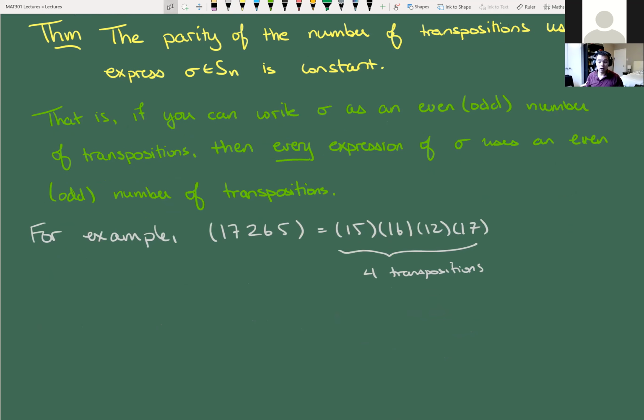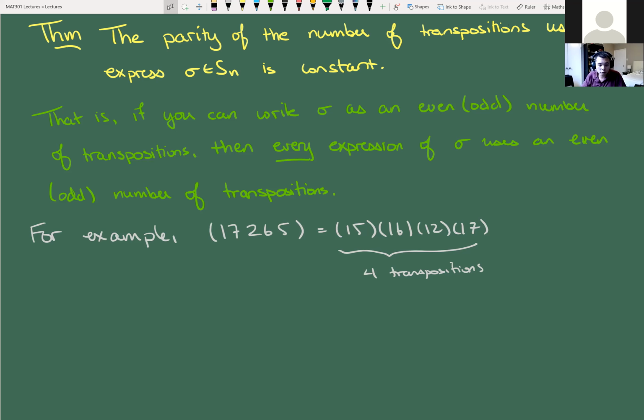So therefore, we'll talk about an even permutation. A permutation is even if it uses an even number of transpositions, and it's an odd permutation if it uses an odd number of transpositions. Okay, but what redundant transposition? Okay, so this is interesting, Justin. What redundant transposition would you add though, let's say to 17265?